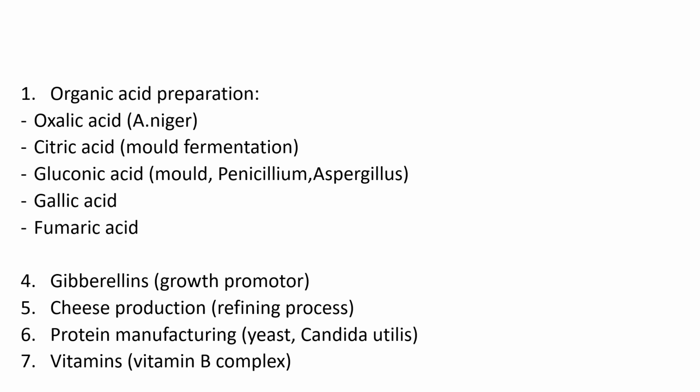Fungi also function in protein manufacturing, like yeast and Candida utilis; these are used in protein manufacturing. We know that Saccharomyces cerevisiae, the yeast, has a high percentage of proteins. They are used as a protein content in the diet also. In the industrial process, the yeasts are grown on ammonia and molasses, and they are used for protein content. Even these yeasts are a good source of vitamin B complex.